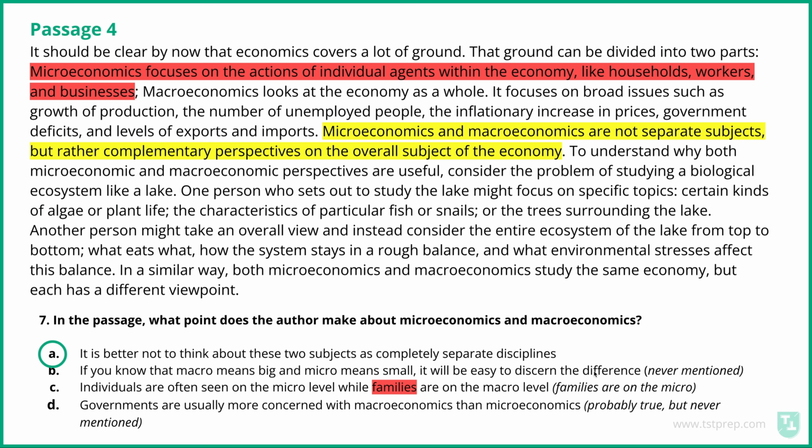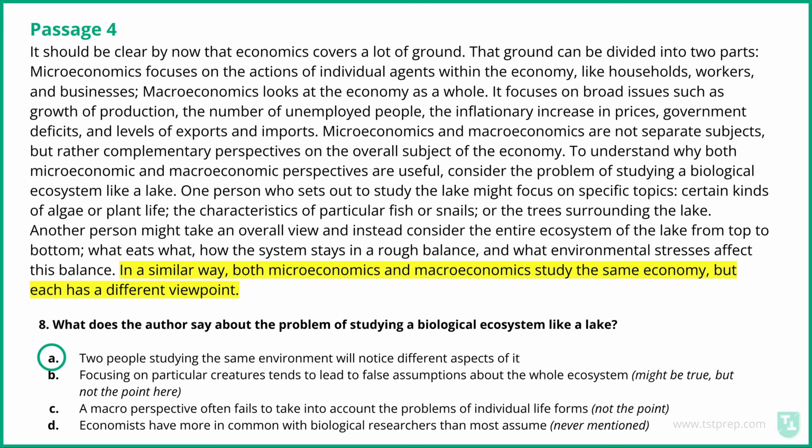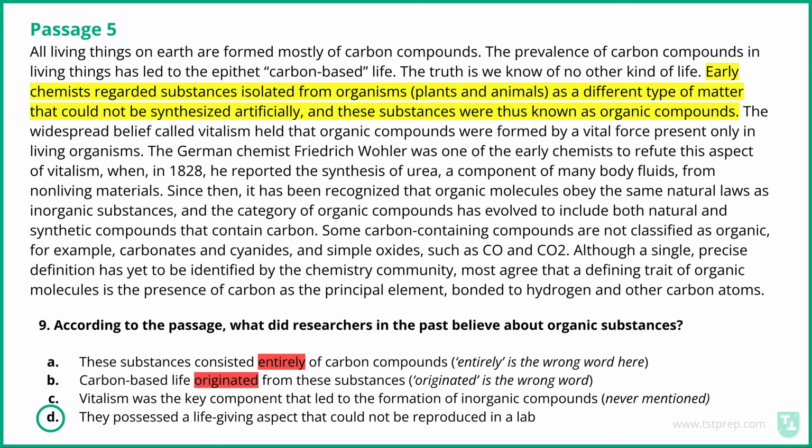A lot of times this is a mistake students make when they bring their own knowledge to the test. Make sure you pick options that are in the text. That's never mentioned, B. All right, number 8, about studying biological ecosystems. So the problem, A, 2 people studying the same environment will notice different aspects of it. It's highlighted.